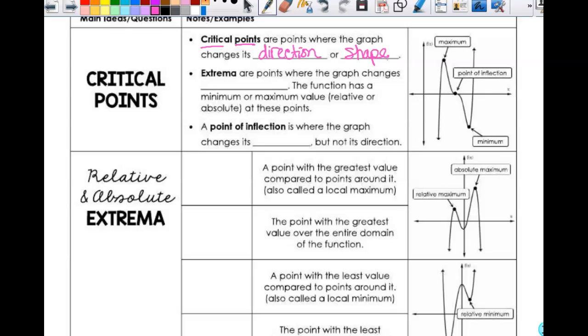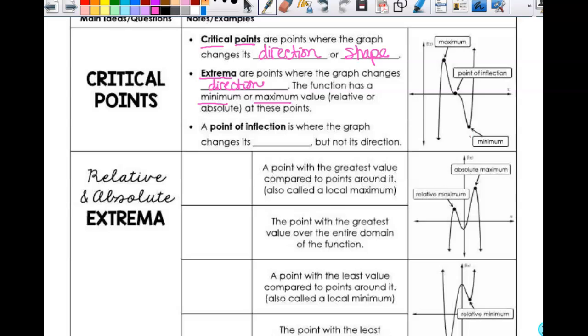And then we have subcategories of critical points. We have extrema, which is your extremes. Extrema is just plural for extremes. Extrema are points where the graph changes direction. The function has a minimum or maximum value, relative or absolute, at these points. So if you notice, I'm going up, and then I switch to going down, so that makes that a maximum. I'm going down, I switch to going up, that makes that a minimum. So that's what your extreme values are, maximums and minimums.